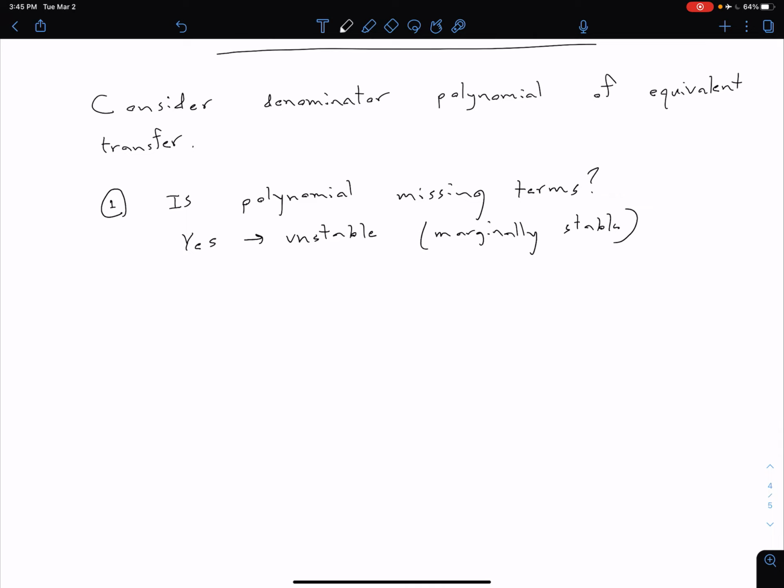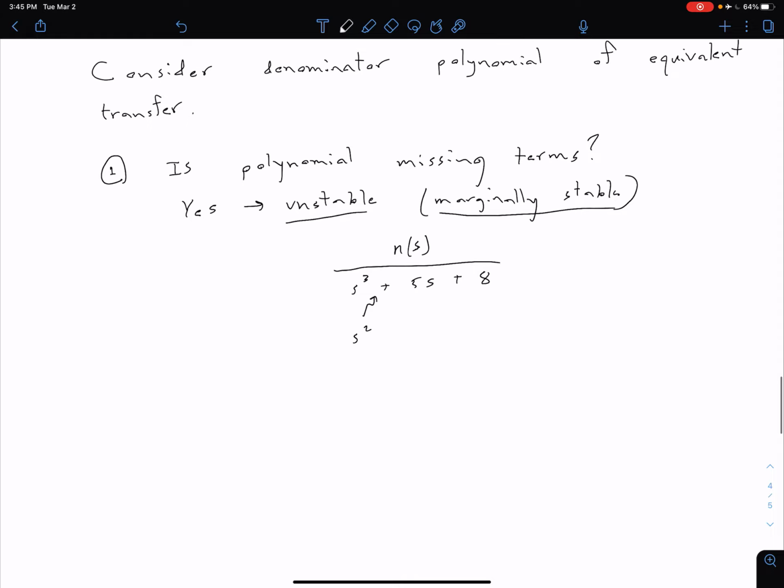Let's say we have some polynomial in the numerator, so I'll call it n of s, some numerator polynomial, and in the denominator, maybe we have s cubed plus 5s plus 8, for example, just picking random numbers. So what we notice then is that we're missing an s squared term. Because we're missing that s squared term, we can right away say that this system is not stable. It might be unstable or it might be marginally stable, but we know that it's not stable.